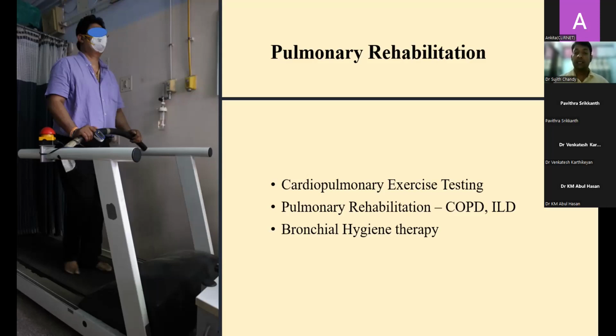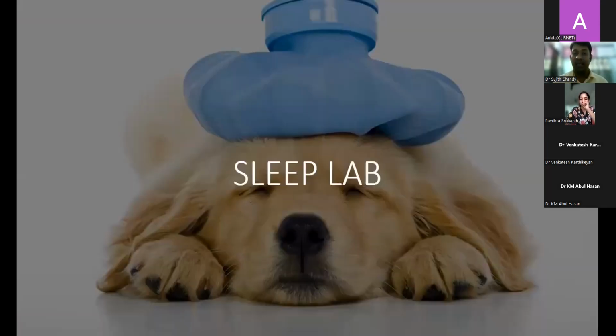Pulmonary rehabilitation is where we train the patient to use his respiratory muscles and improve the respiratory muscle tone and strength, and that can compensate for the inadequate lung function because of lung parenchymal loss from diseases like COPD and interstitial lung disease. We also have bronchial hygiene therapy, primarily for bronchiectasis. You would have seen chest physiotherapy, which is the simplest form of hygiene therapy. There are various mechanisms and devices that are used to clear the airways of mucus and mucus plugging, and that also forms a part of rehabilitation.